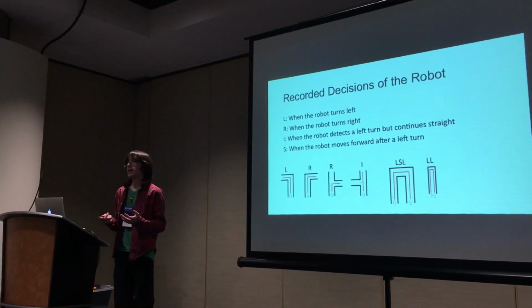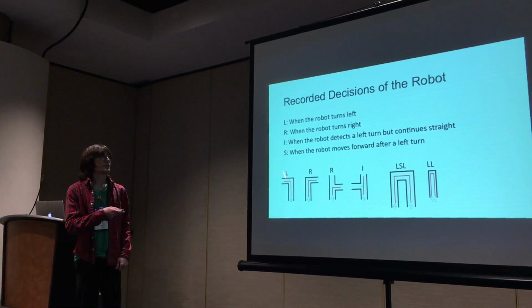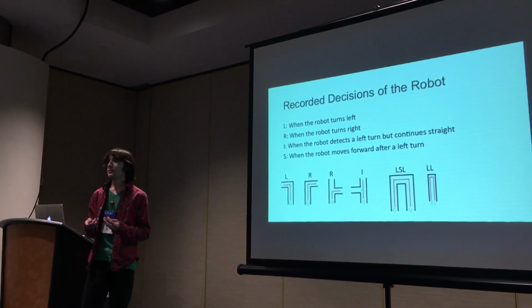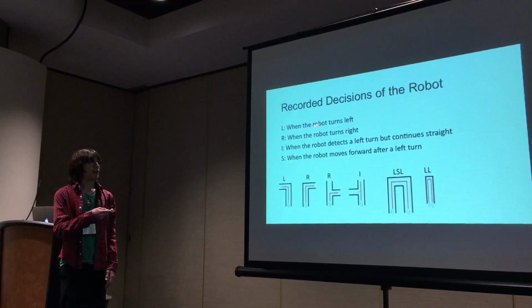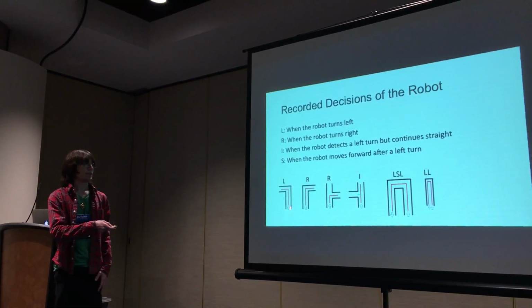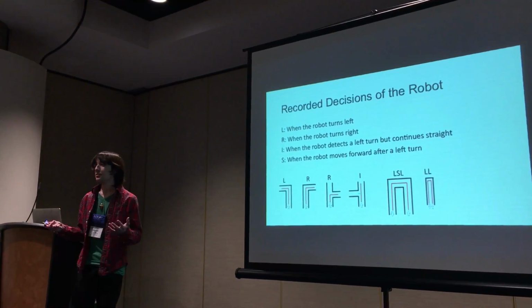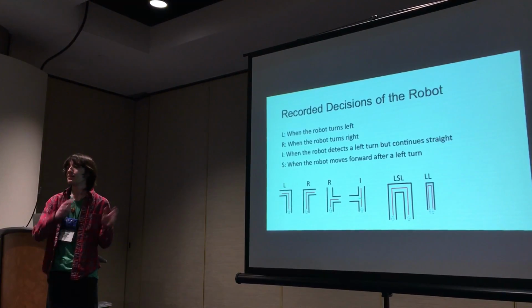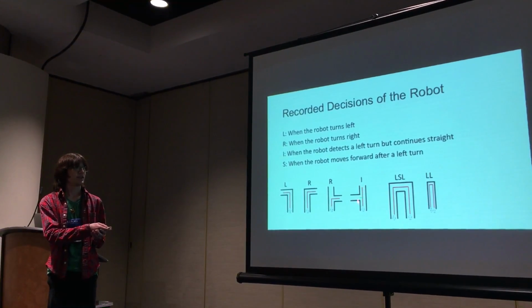So what does the robot actually record? Well, it records 4 different things while going through the maze. It records an L into the array when the robot turns to the left, as seen in this example here. It records an R when the robot turns right, as seen in these next 2 examples. It records an I, which stands for an ignore, which is when it sees a left turn, but then it continues straight because we're only following the right wall, as shown right here.